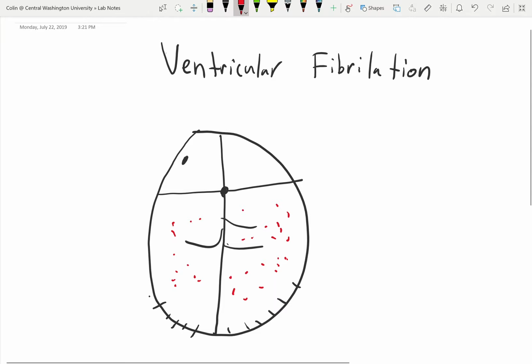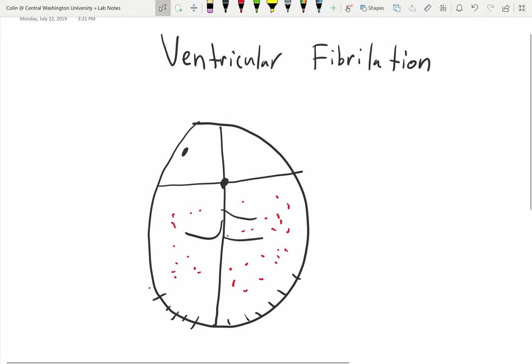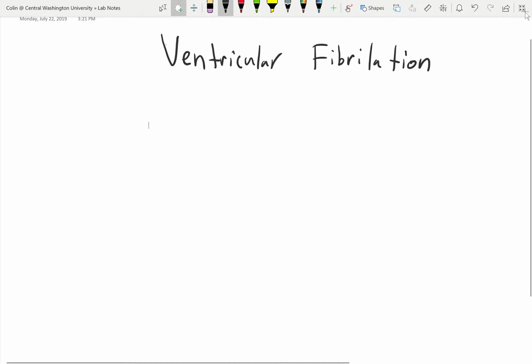So what the machine is looking for when we do our 12 leads, so let me get rid of the heart here, what the machine is looking for on the pattern is this.